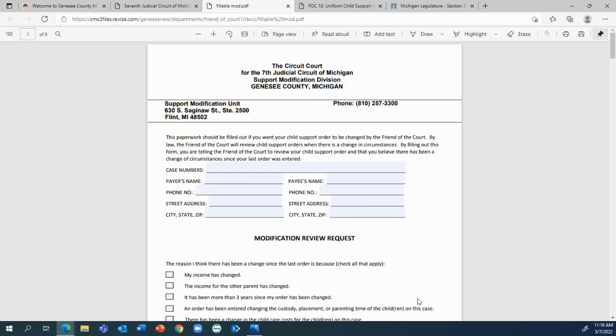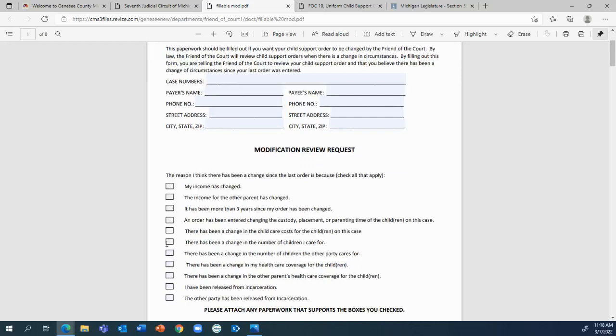But there's also the modification review request. This is for you to ask the Friend of the Court to go ahead and take a look at your order. This can be done anytime any of these situations are going on. So here's a list of the reasons why that might happen. You don't have to pay anything for the modification review request. You'll fill out this paperwork, then we'll ask the other party to fill out some paperwork outlining what's going on with their income situation and what's going on with medical insurance and those sorts of things for the minor child. We'll go through all that, and then we'll send out a recommendation to both parties.